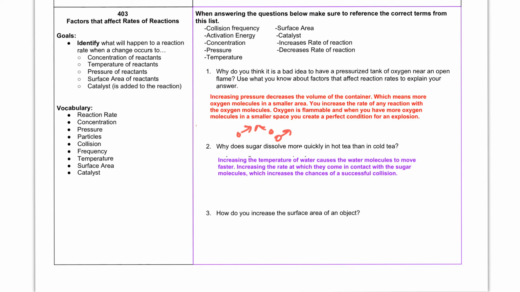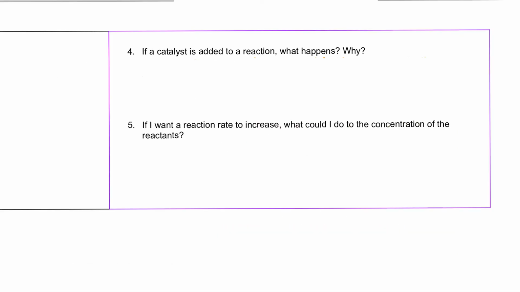Then the next question is, how do you increase the surface area of an object? You increase the surface area of an object by breaking it into smaller pieces. So question 4 is, if a catalyst is added to a reaction, what happens and why? If you add a catalyst, the reaction speeds up because a catalyst lowers the activation energy for a reaction, which means it needs less energy for the reaction to start in the first place.